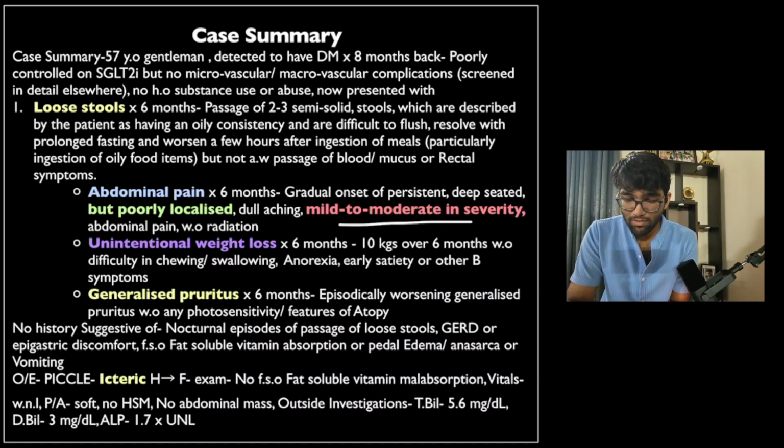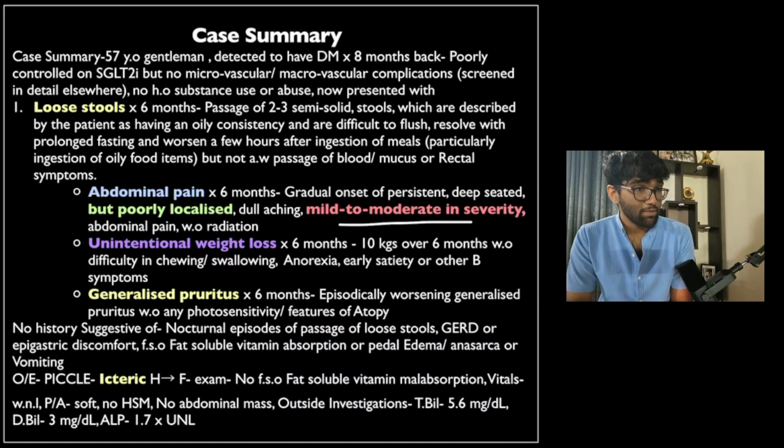An investigation done outside showed a total bilirubin of 5.6 and direct bilirubin of 3 milligram per deciliter, with a slightly elevated ALP. So again indicating an obstructive jaundice.